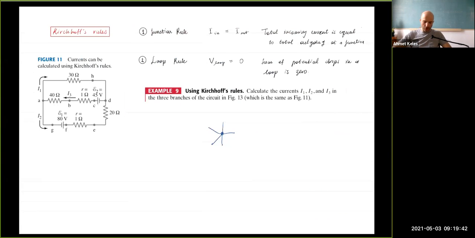This is like conservation of current. So at any junction, the total current should be conserved. Because the charges, when they come to a junction like this, they don't disappear. They cannot disappear. So you better have this rule.